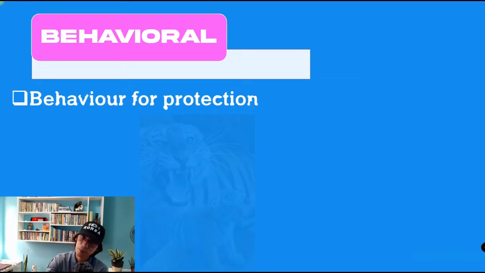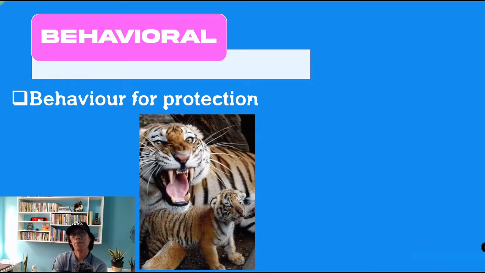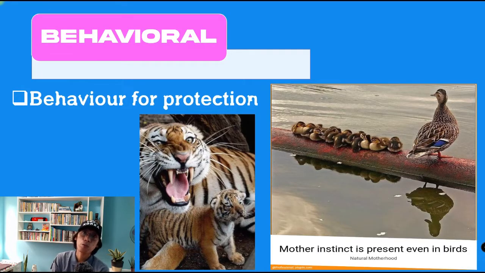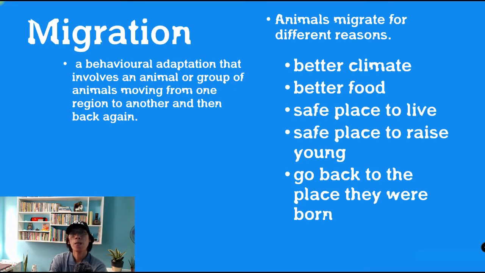How does it work? Okay. The mother tiger would eat you up if you mess with its kid or baby tiger. Even birds show mother instinct. The mother protects the chicks. Okay, that's instinctive behavior. Now, another example of behavioral adaptation is migration.